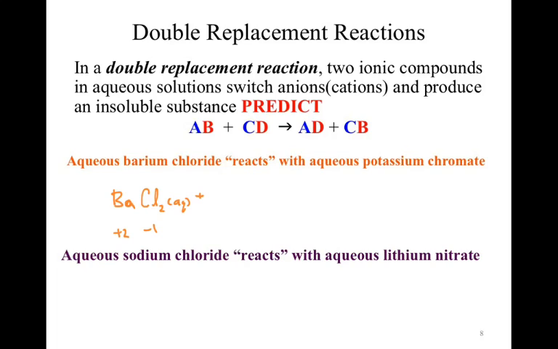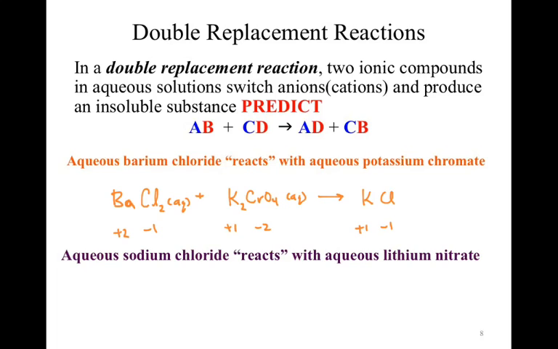Reacts with aqueous potassium chromate. So K2CrO4, and we were told it was aqueous again. Potassium is a +1, chromate is a -2. I need 2 potassiums. In the double replacement reaction, we're swapping our ions around. So I will end up with potassium chloride. Potassium is a +1, chloride is a -1.